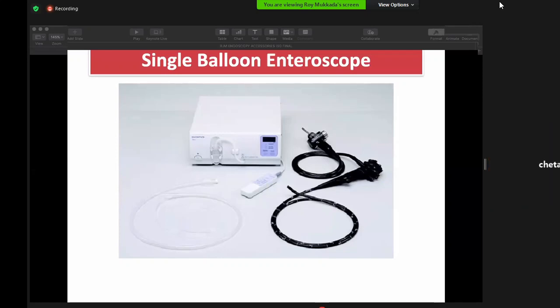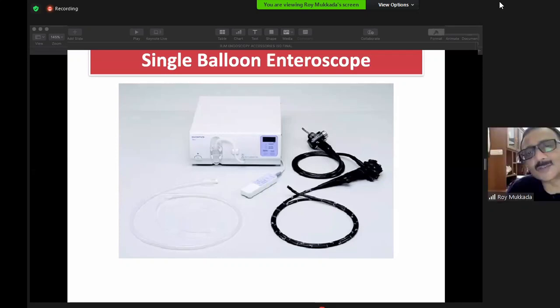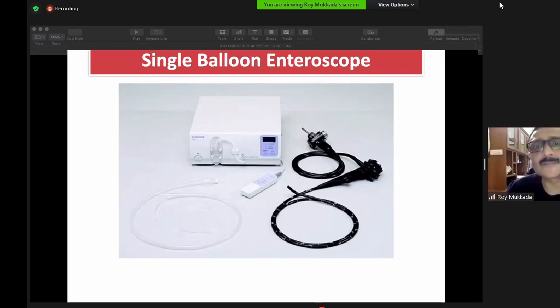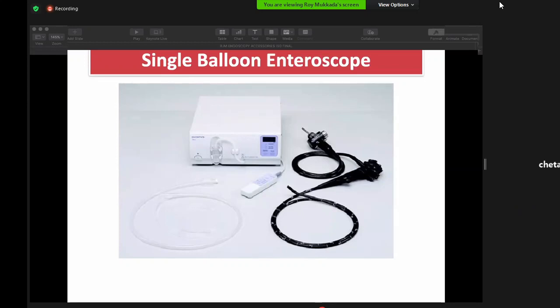Olympus, sir. Yes. Which company makes the double balloon enteroscope? At least know the names. Pentax? No, it's Fujinon. What is the third company? Pentax? No. Olympus and Pentax are done. Which is the other company making it? Fujinon, sir. Yes. Fujinon makes the double balloon.